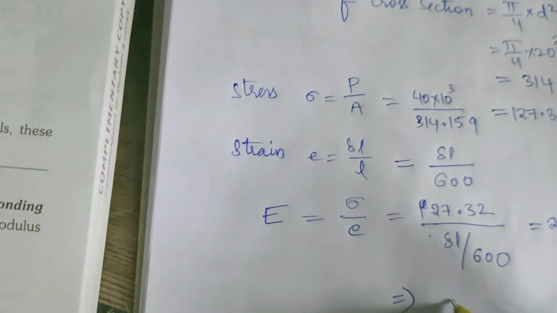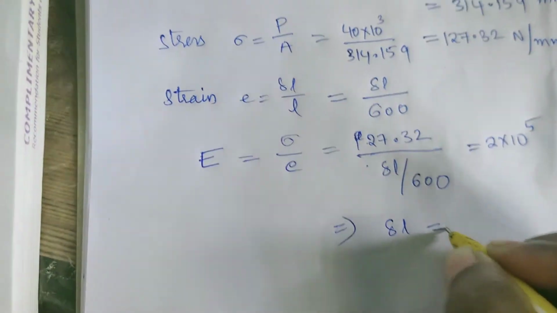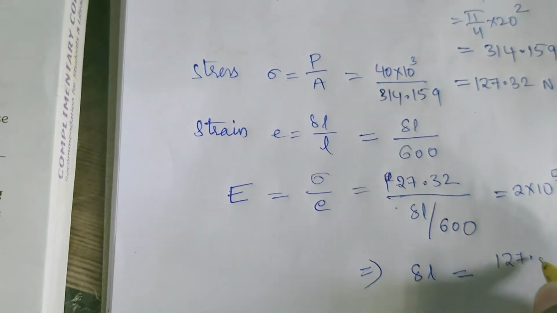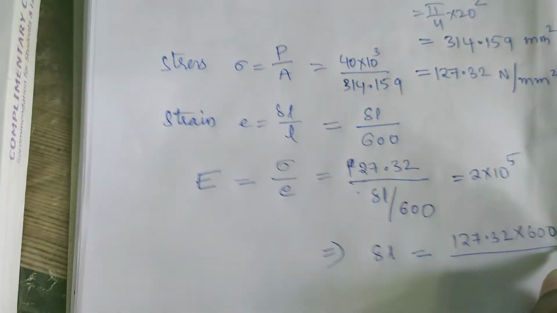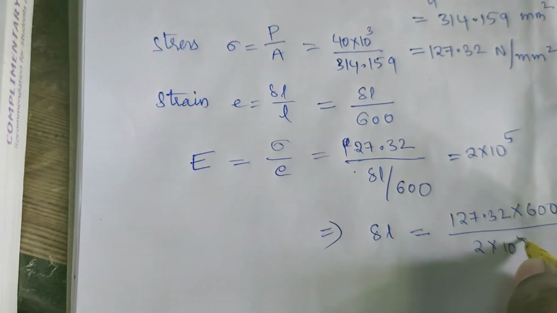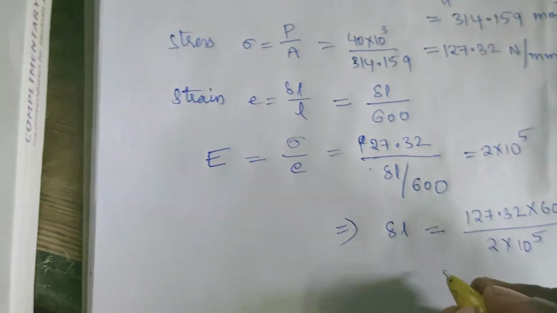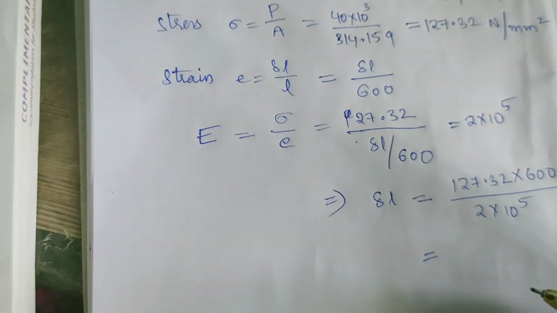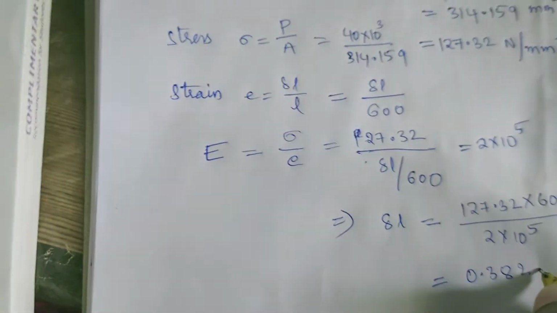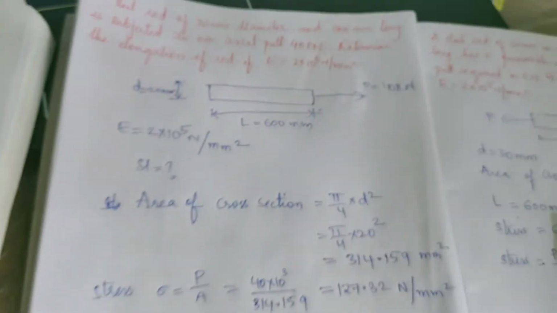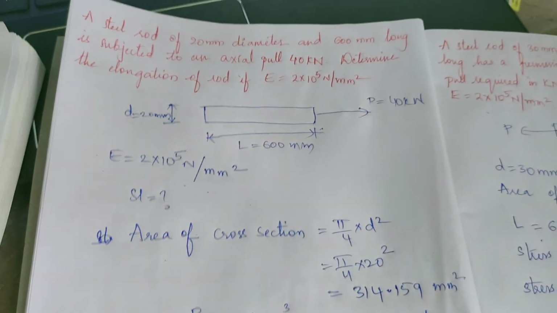So from that, delta L is equal to 127.32 into 600 by 2 into 10 to the power of 5. So this value will be getting around 0.382 mm. So likewise, these are simple things.